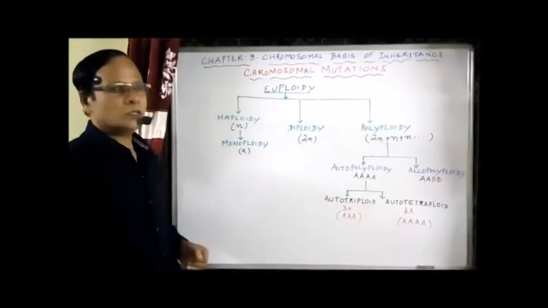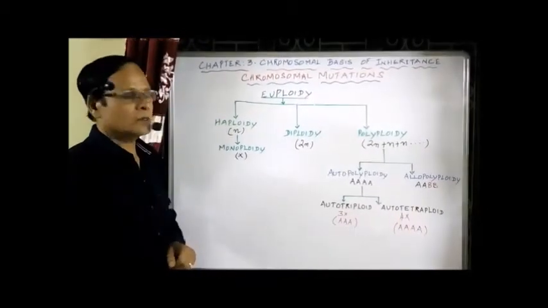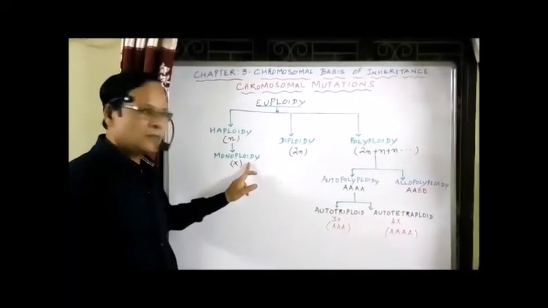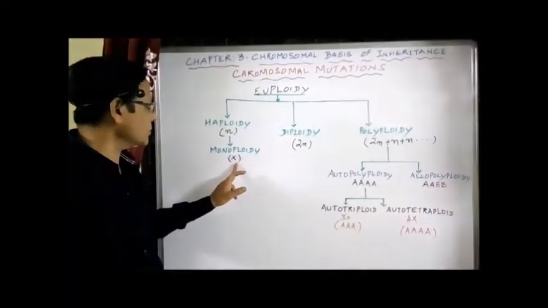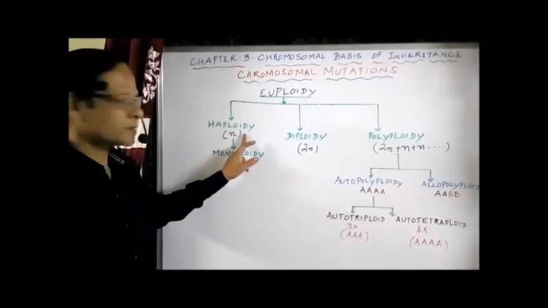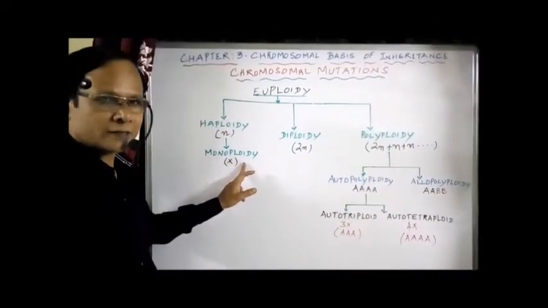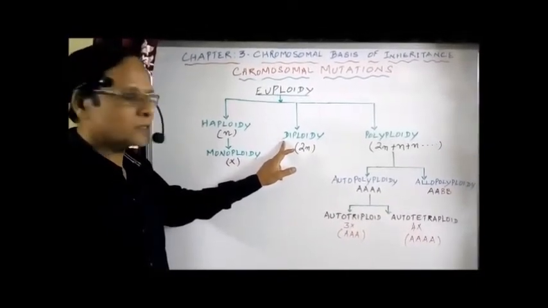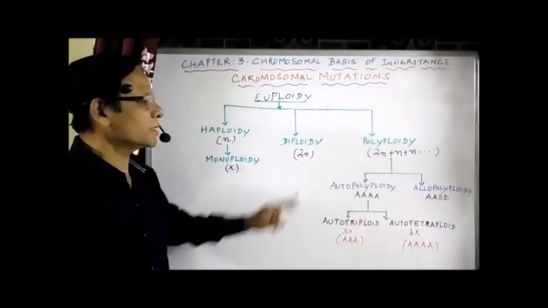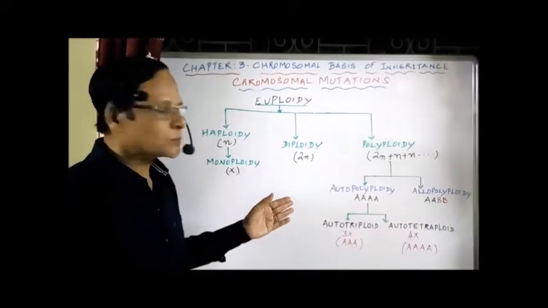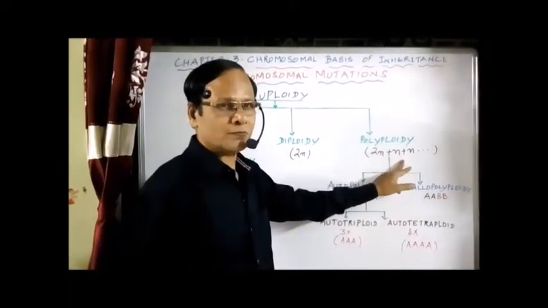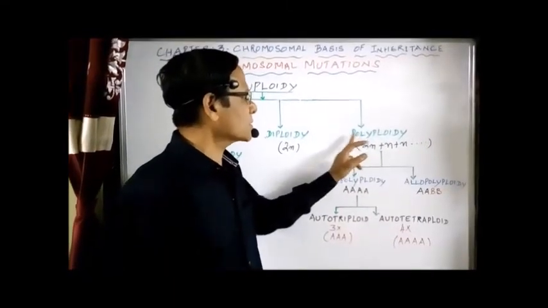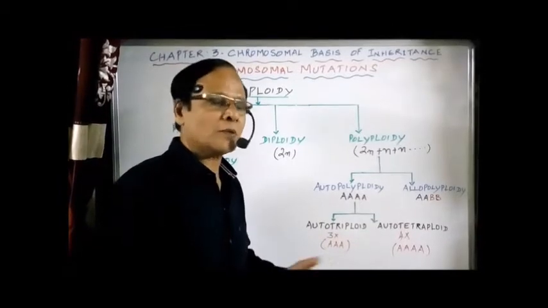Now the flow chart shows the various types of euploid. It is divided into haploidy with n number of chromosomes. If it is present in the body cells or somatic cells, then it's called monoploidy. So haploidy in gametic cells, and monoploidy, that is called x, in somatic cells. Then the normal chromosome number, 2 sets of chromosomes, is called the diploidy condition. If the organism has more than 2 sets of chromosomes in somatic cells and body cells, that condition is called polyploidy, and the organisms are called polyploids.